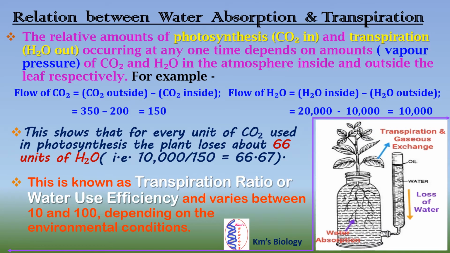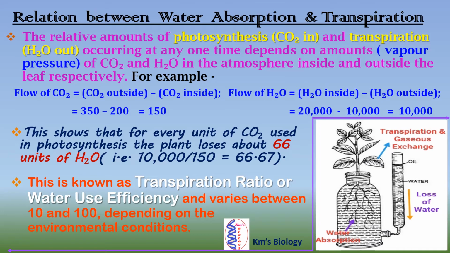There is a relation between water absorption and transpiration. The relative amounts of photosynthesis and transpiration occurring at any one time depends on amounts of carbon dioxide and water in the atmosphere, inside and outside the leaf respectively. For example, flow of carbon dioxide and flow of water is calculated.